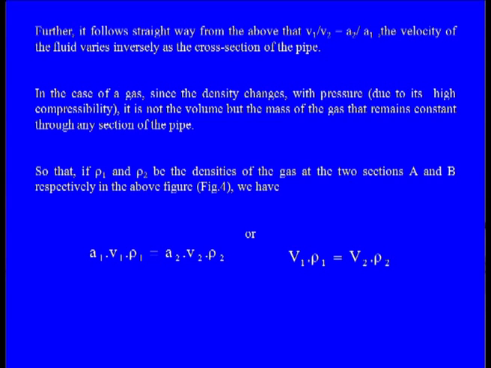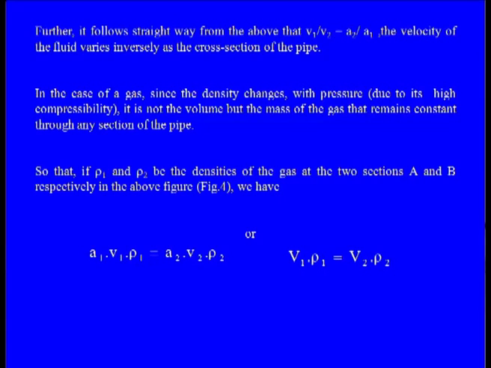So, in the case of a gas, since the density changes with pressure due to its high compressibility, it is not the volume but the mass of the gas that remains constant through any section of the pipe. So, that means in the case of a gas, you cannot say rho 1 equal to rho 2. In that case, rho cannot be cancelled from the right hand side to the left hand side.